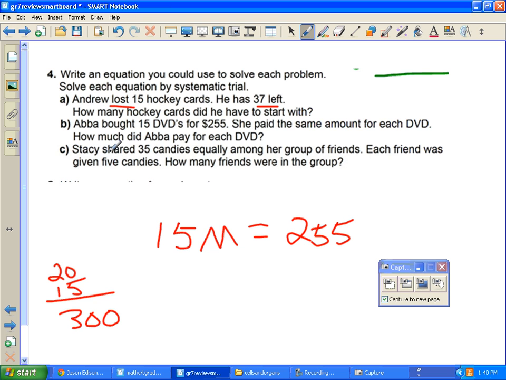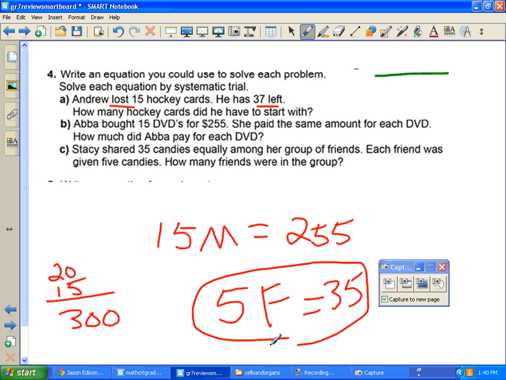And the last one, Stacy shared 35 candles equally among her group of friends. Each friend was given 5 candles. How many friends were in the group? So 5 candles for each friend. We don't know how many friends, so I'm going to put F for friends will equal 35 in total. Okay? So it could look like that. There is another way to write that one, but we'll just keep it as that right now.